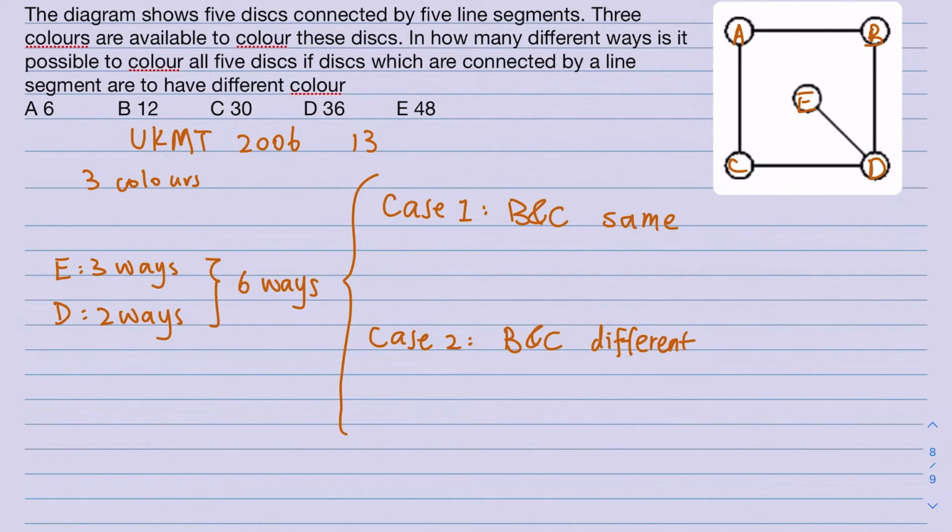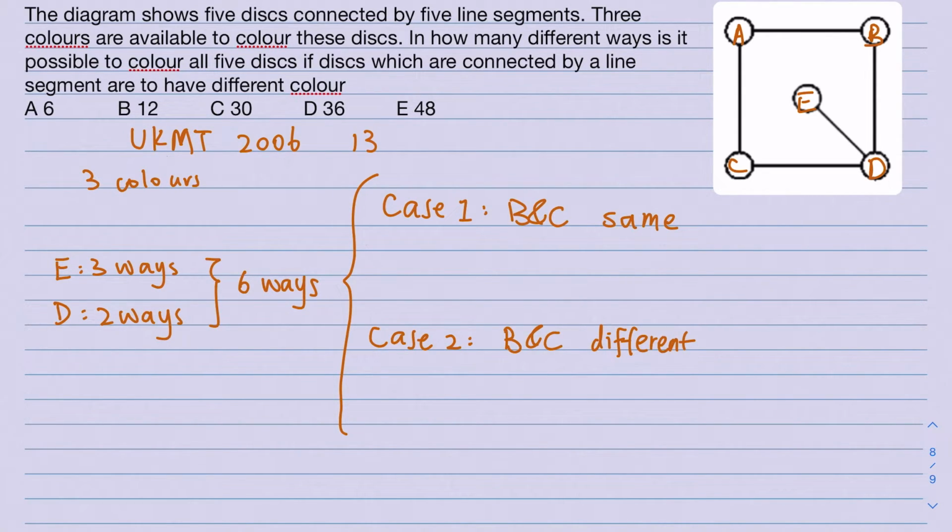I'm separating this because we know that B and C are not connected by a line, right? So they can be the same color, and they can also be different colors. So I'm just listing out 2 cases so it's clearer to know what we're doing and so that we don't have any repeats. And repeats are what we don't want in these counting and probability questions.